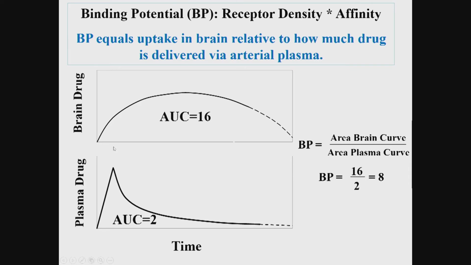In order to answer that last question, you have to measure, in addition to the brain, the concentration of drug in the plasma. And this is actually arterial plasma, the plasma that's going to the brain. So this is the parent radioligand over time. You extrapolate both of those to infinity. This might be 16 and this might be 2. And the binding potential will be equal to the area in the brain divided by the area of the plasma curve. So in this case, it would be 8. It's a unitless number that is proportional to the density of receptors.